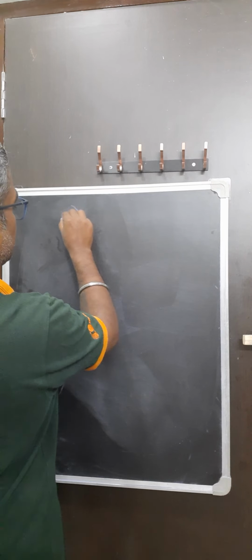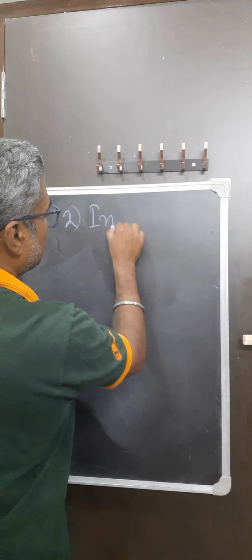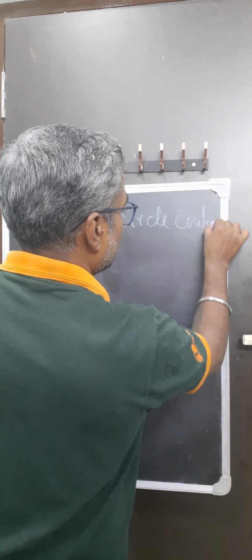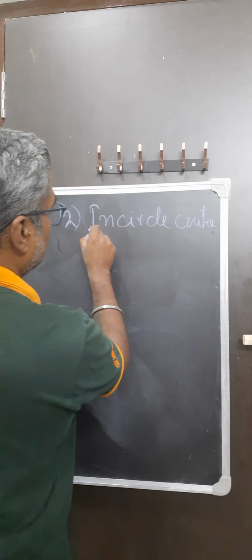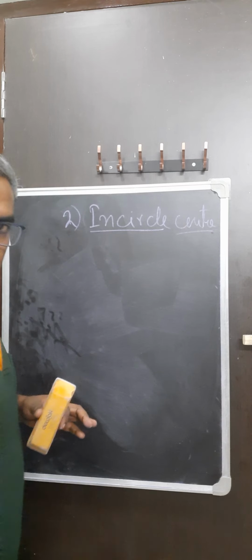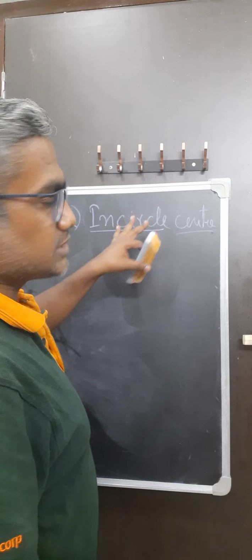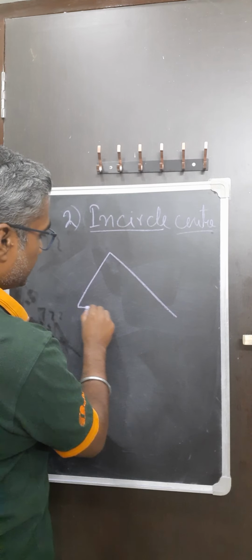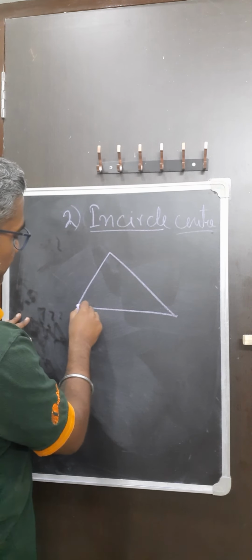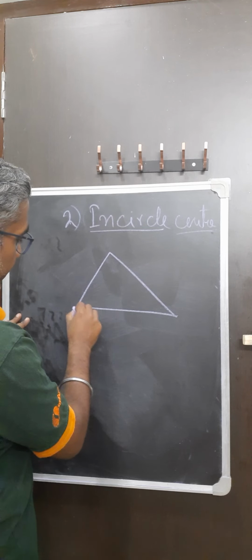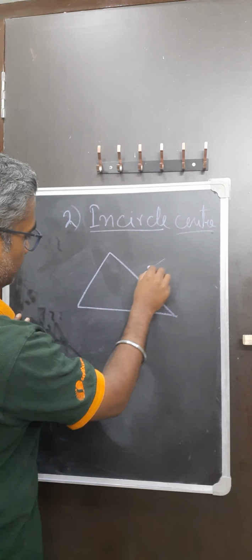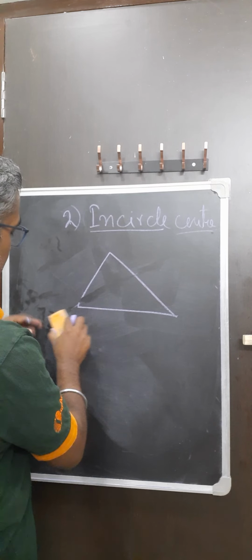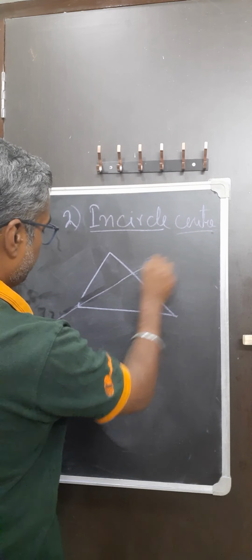Okay, so the next point is the encircle center. First we have to understand what an encircle is, then automatically we understand where the center of the circle is. So for that, if I take a triangle, this time I am dividing the angles into equal parts with some lines. Let's say this is one line which is dividing the angle equally.